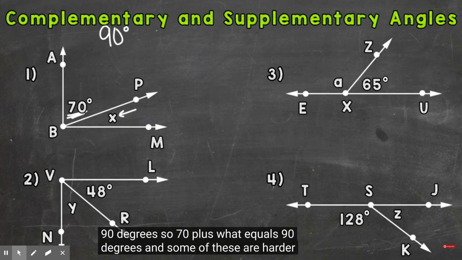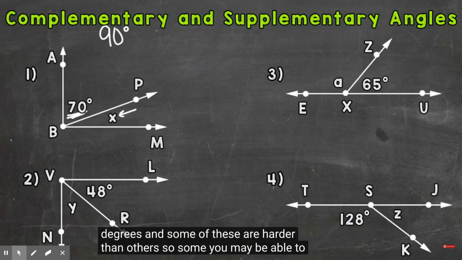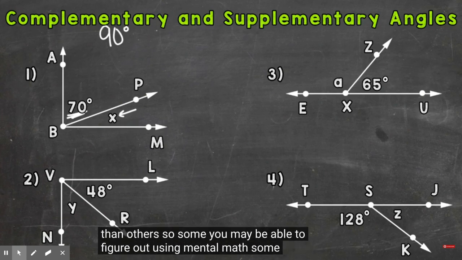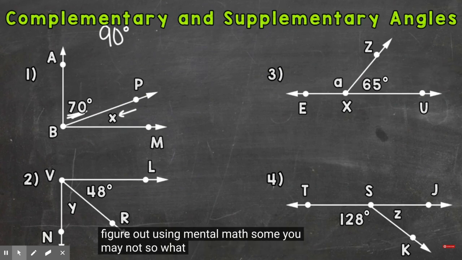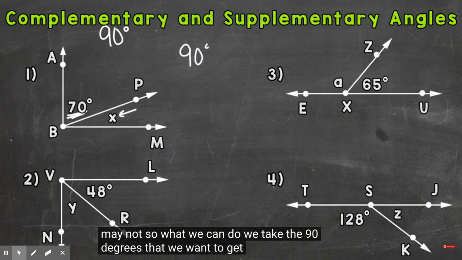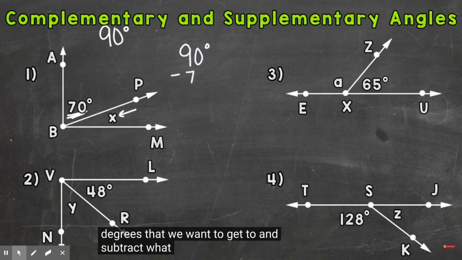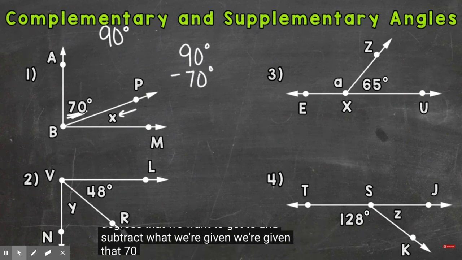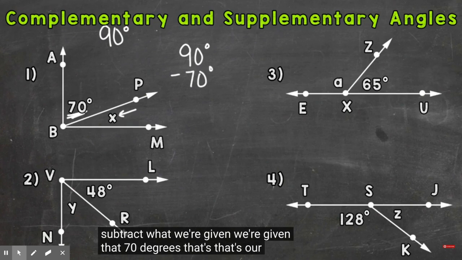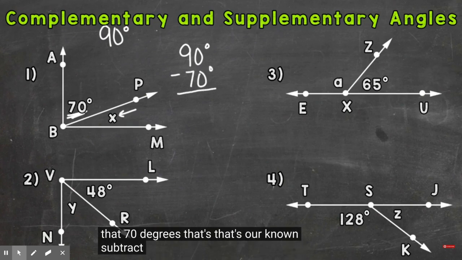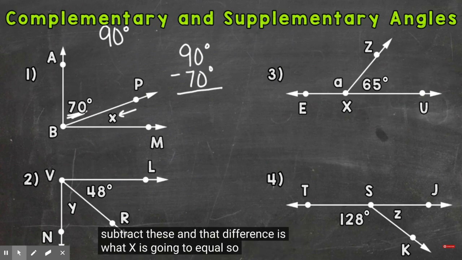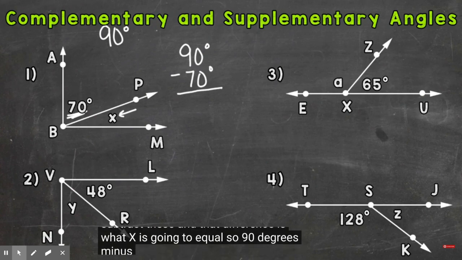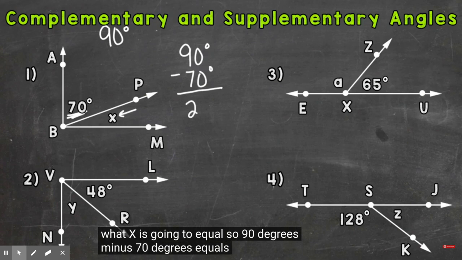And some of these are harder than others, so some you may be able to figure out using mental math, some you may not. So what we can do, we take the 90 degrees that we want to get to and subtract what we're given. We're given that 70 degrees. That's our known. Subtract these, and that difference is what x is going to equal. So 90 degrees minus 70 degrees equals 20 degrees.